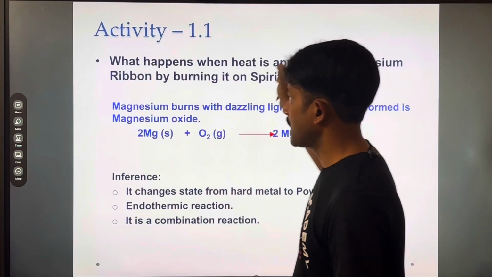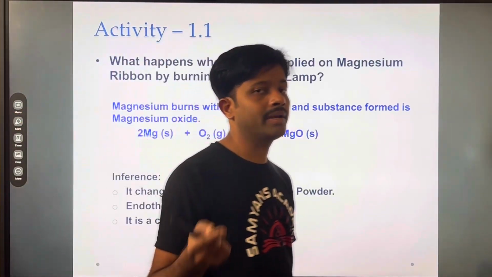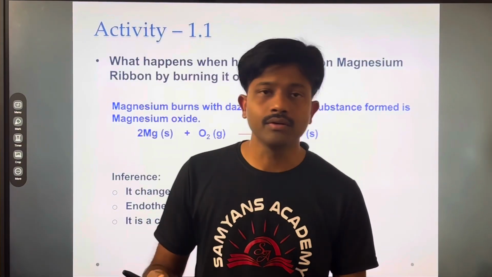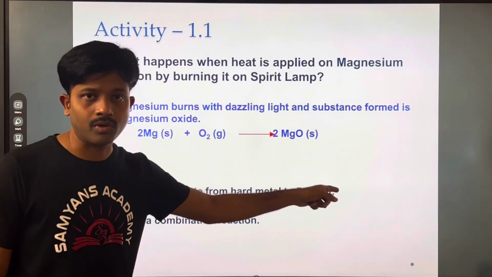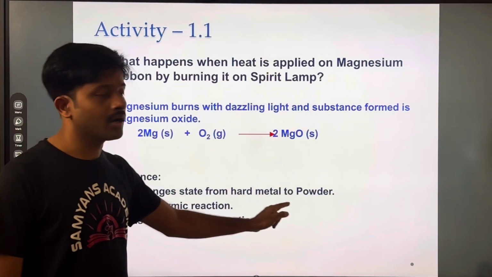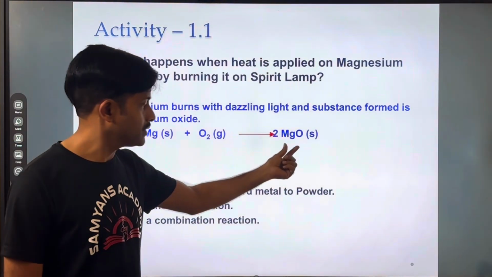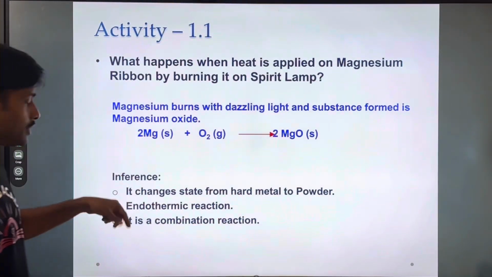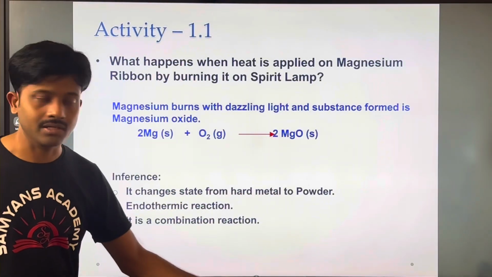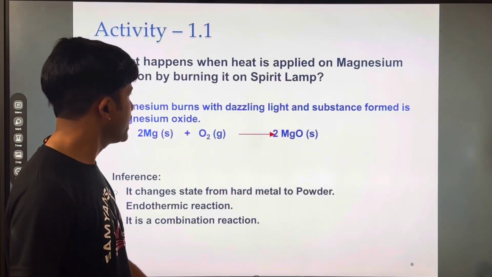So your first activity, in this first activity, what we are doing, we are taking the magnesium ribbon. When you burn the magnesium ribbon in the presence of oxygen, it burns with a dazzling white color, and also it forms magnesium oxide powder. And what are the observations we can write here? It changes state from the hard metal to powder. Okay, magnesium is a hard metal. After reacting, it comes to powder form. And also it is an example for endothermic reaction, and it is a combination reaction. The two reactants are combined and form a single product.